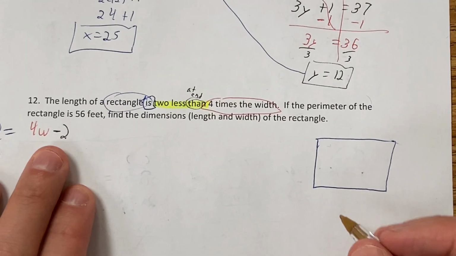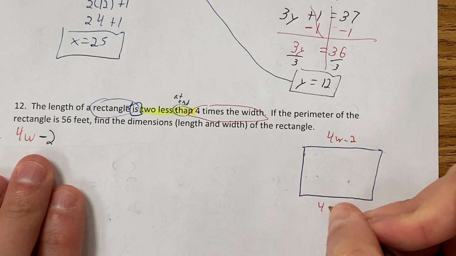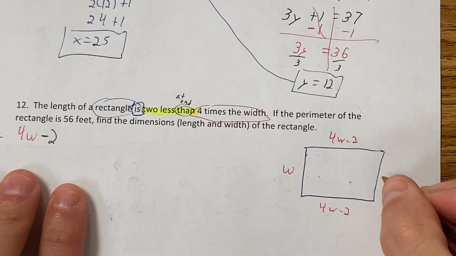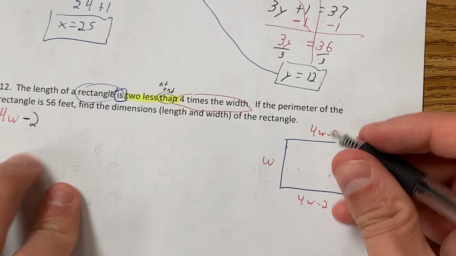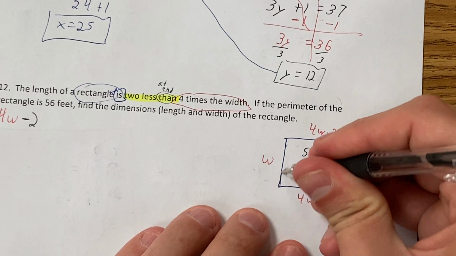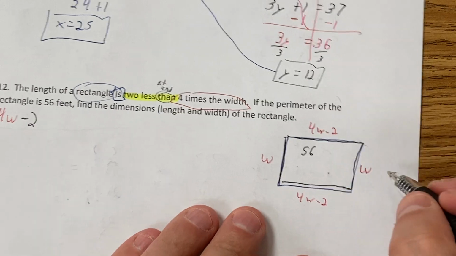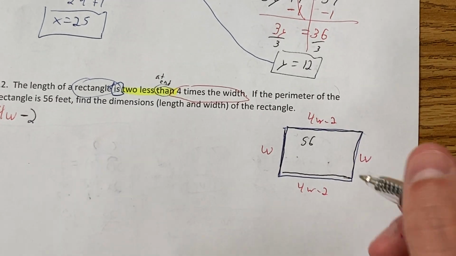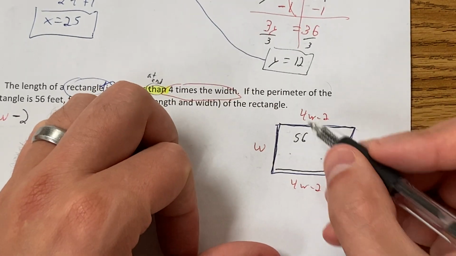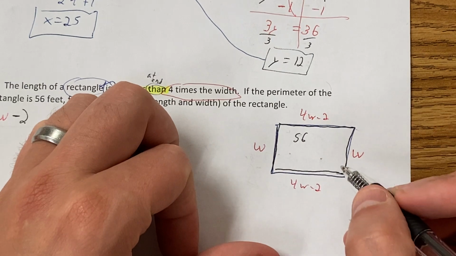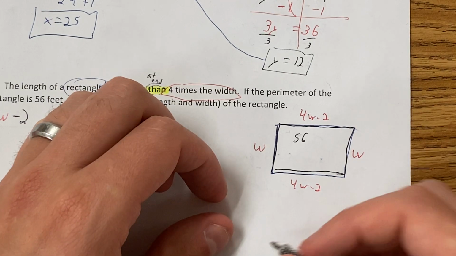So 4 times the width would be 4W. Okay, so if I was to label my figure, the length is going to be 4W minus 2 on both sides, and the width is just the width. Nothing to do there. And then it says that the perimeter is 56. So the perimeter is this, plus this, plus this, plus this. So you're adding all 4 of these things together. So if you're a visual person, you can just count like this, how many W's are there? There's 4 here, another here, and another here. So that's 4. This makes a total of 8, 9, and 10. So you would have 10 W's.